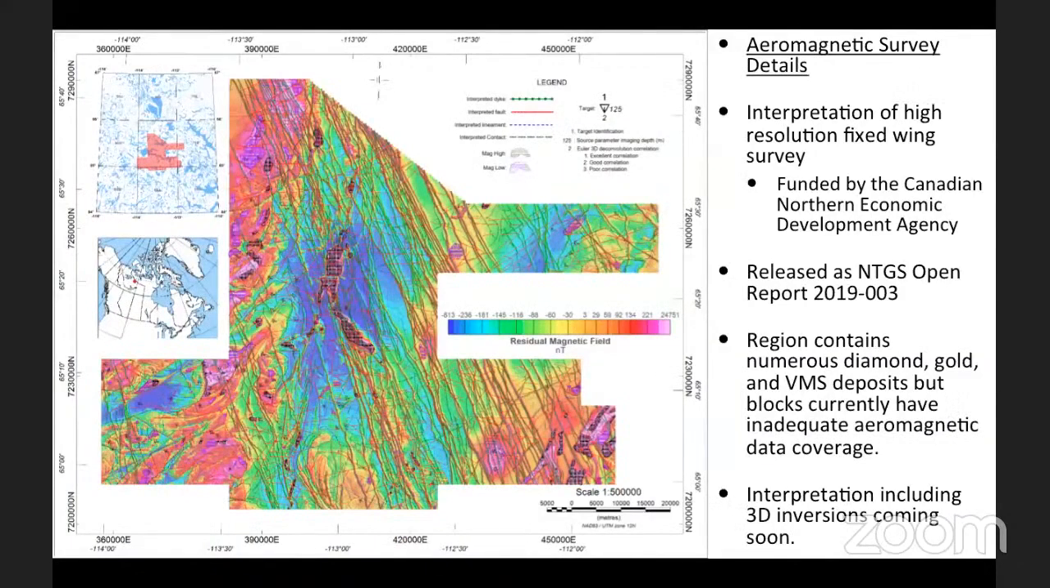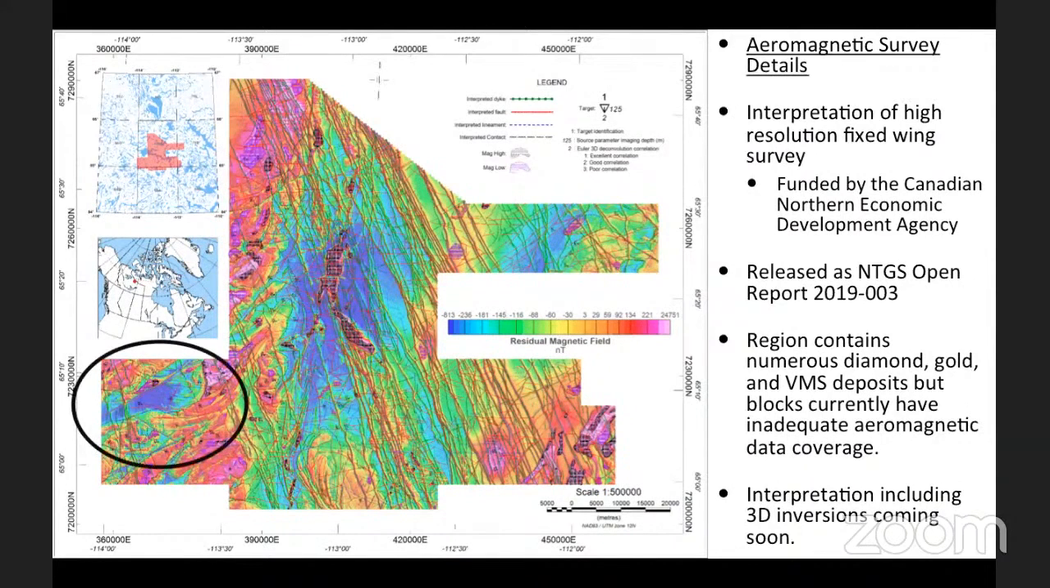Another part of the rationale for going into this area is the high resolution fixed wing aeromagnetic survey that's been done. This was funded by the Canadian Northern Economic Development Agency and has been released as an NTGS open report 2019-003. There's also going to be interpretations of this data as well as 3D inversions that will be released quite soon.